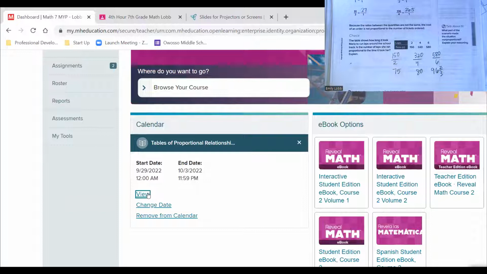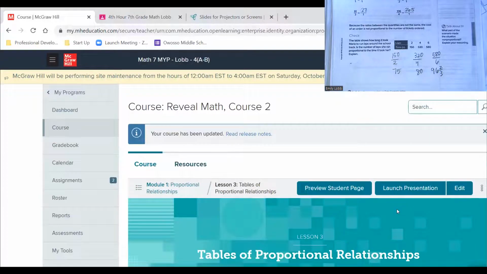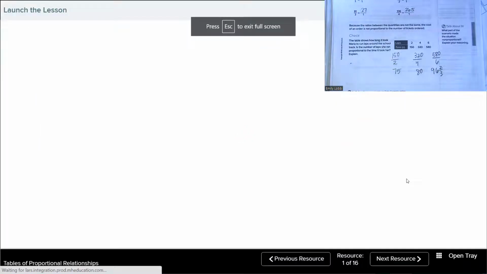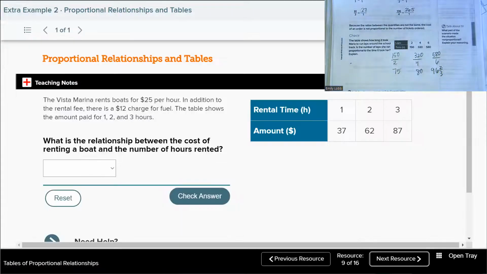All right, I just want you to look at this. I want you to see if it is proportional or not. So you can put your things away neatly, but I want your eyes to be up here, seeing if this last one is proportional. This is extra example 2. Are you ready? Look at it. The Vista Marina rents boats for $25 per hour. In addition to the rental fee, there's a $12 charge for fuel. So it's 25 times something plus. So do you think it's gonna be proportional or non-proportional? Non-proportional. Excellent.